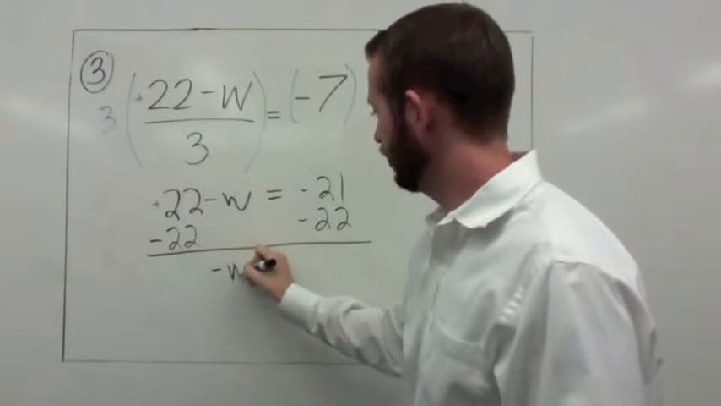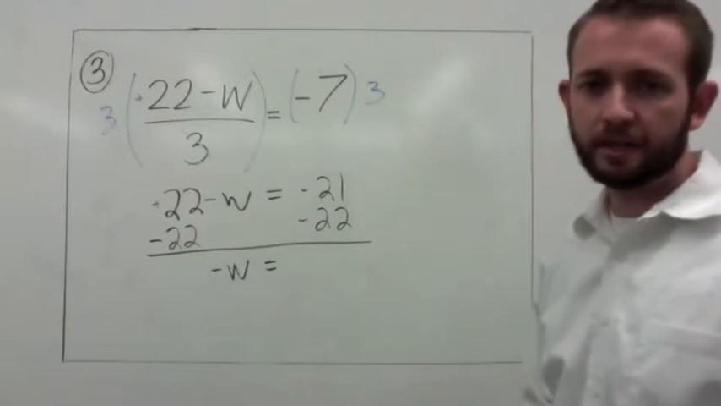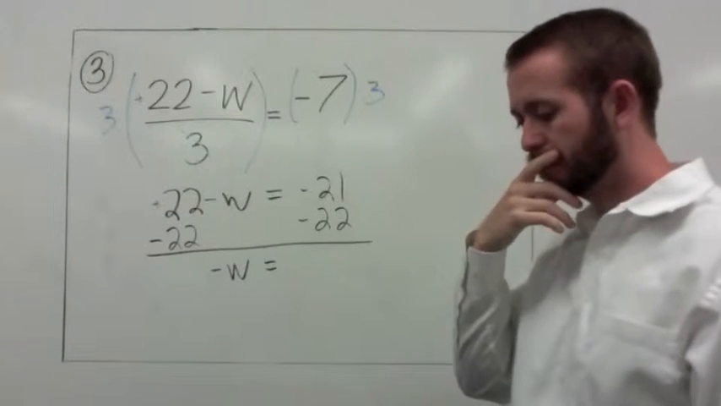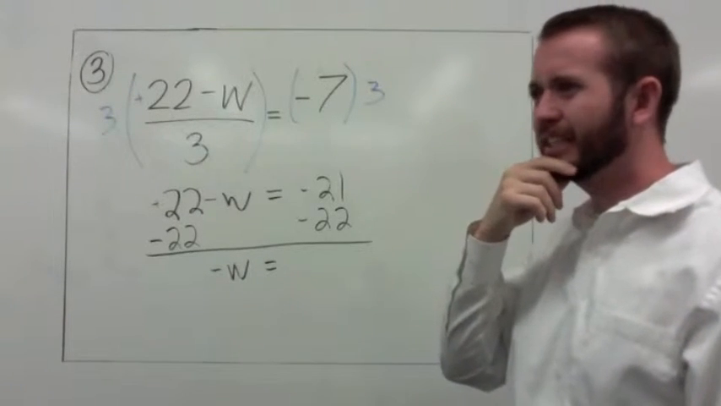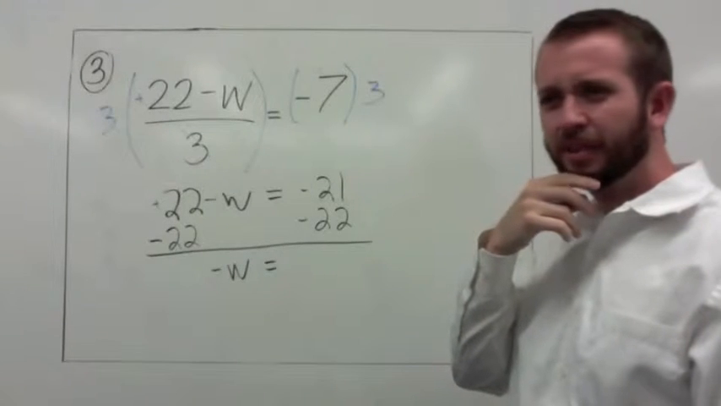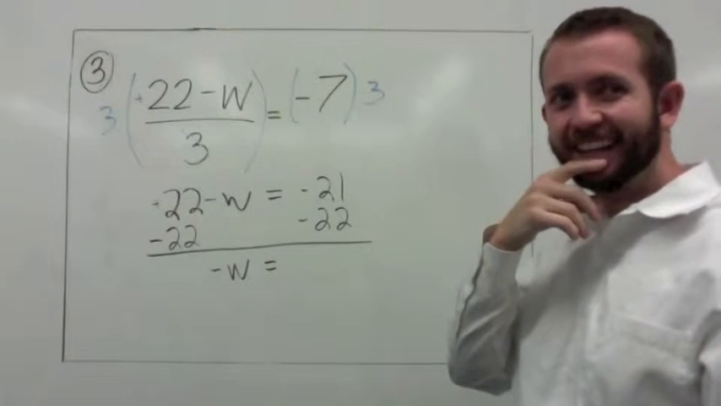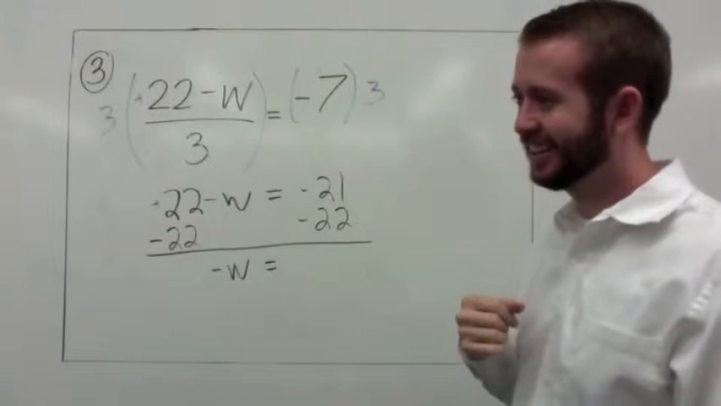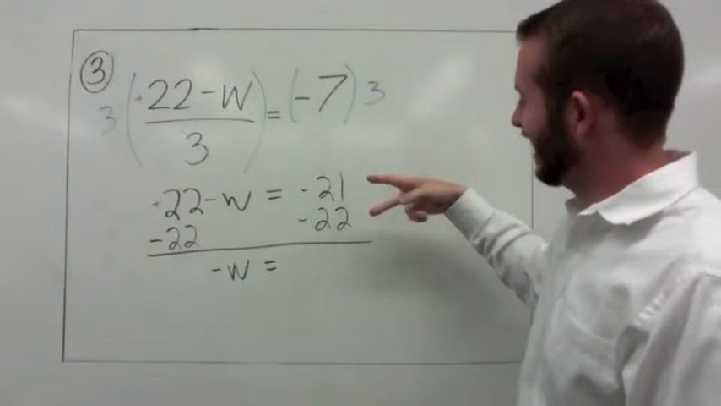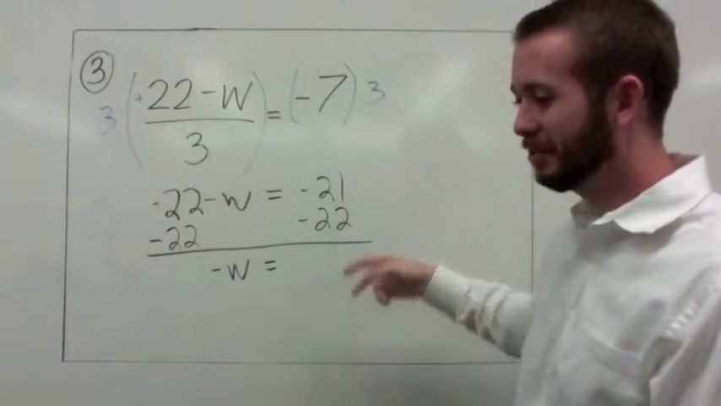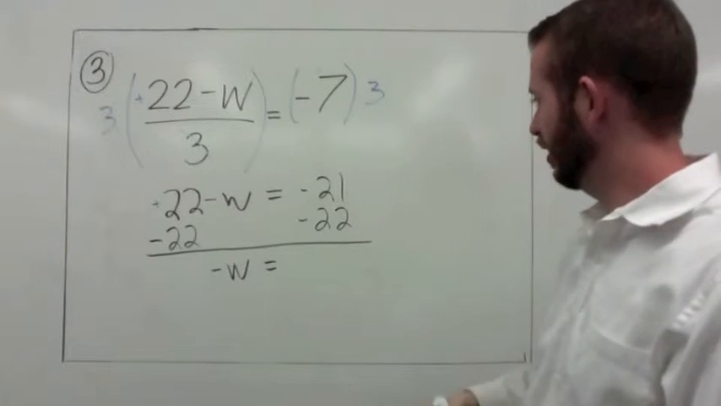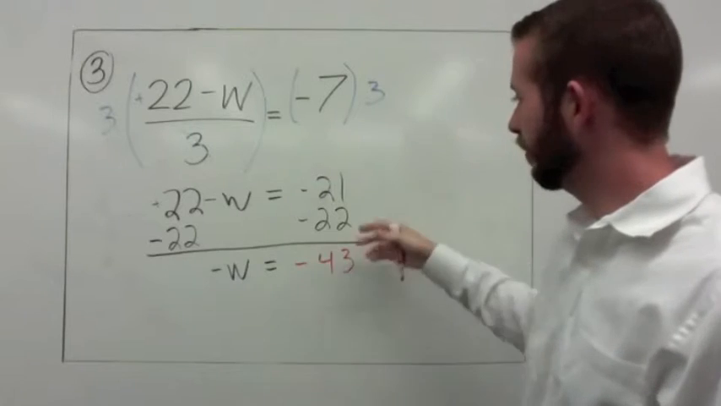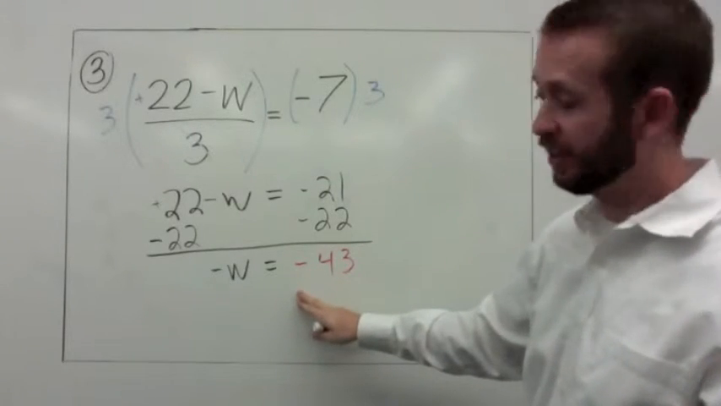That gives me negative w equals, and the negative 21 and negative 22, what does that make together? They're both negative. Same signs. Same signs, add and keep; different signs, subtract. Keep the sign of the higher number, then you'll be exact. So these have the same sign, so negative 22 and negative 21 make negative 43. Again, they're both negative, so it's going to maintain its negative sign.